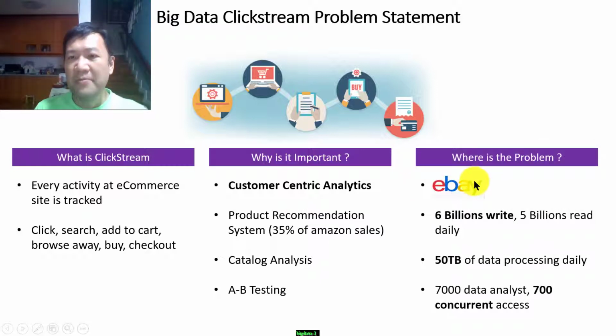And this is a big data problem because doing this requires a lot of data. 6 billion writes and 5 billion reads on a daily basis are reported for eBay. 50 terabytes of data have been processed by the data analysts. A total of 700 concurrent accesses to the data in order to do this analysis and provide us the customer-centric analytics. So this is definitely a big data problem, and we could look at how to solve it.